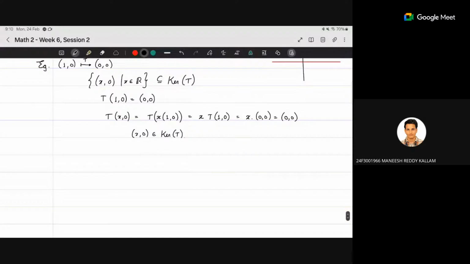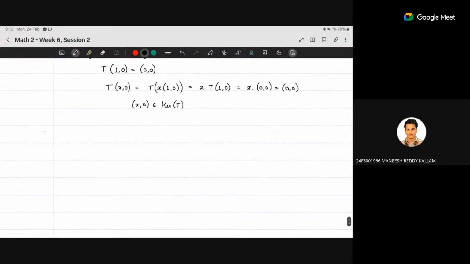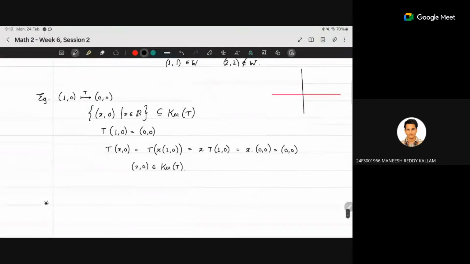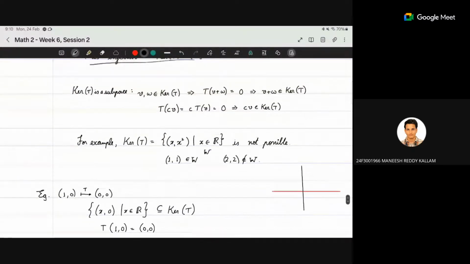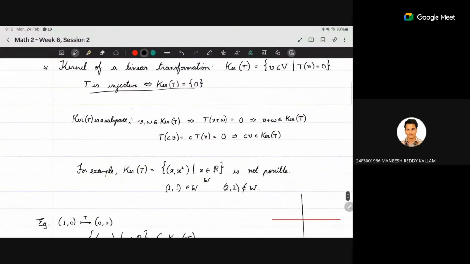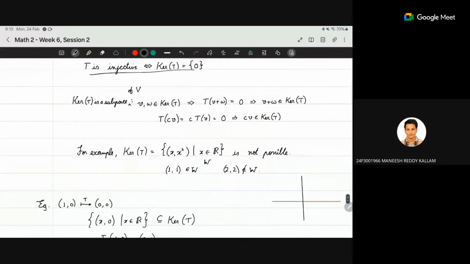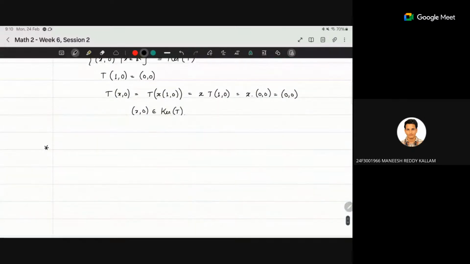So, this is about the kernel. And the other important subspace. What is the kernel of T a subspace of? Well, in general, of the domain. It is V. So, next you have the image of a transformation.